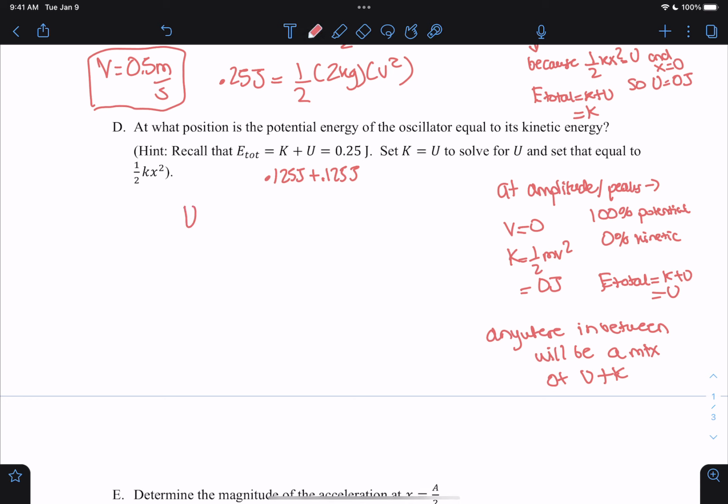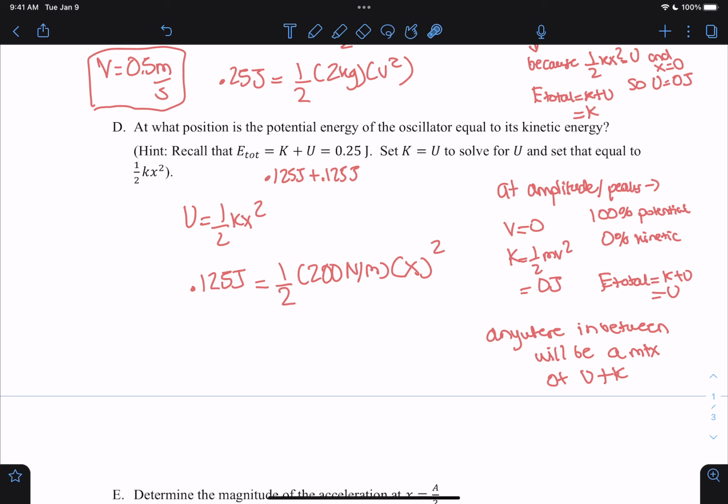So we know that spring potential energy is half kx squared. So if U is 0.125 joules, then half times 200 newtons per meter times x squared, and then we're just solving for x.